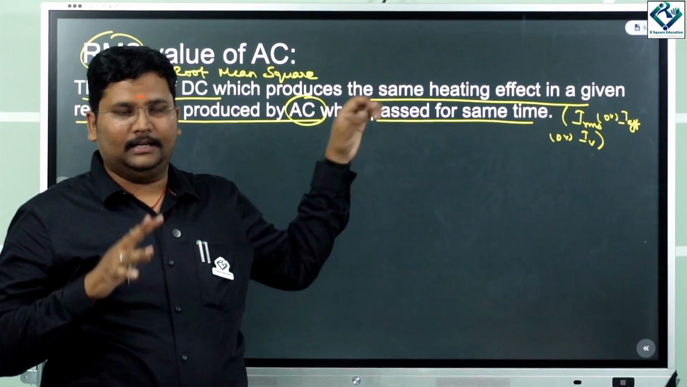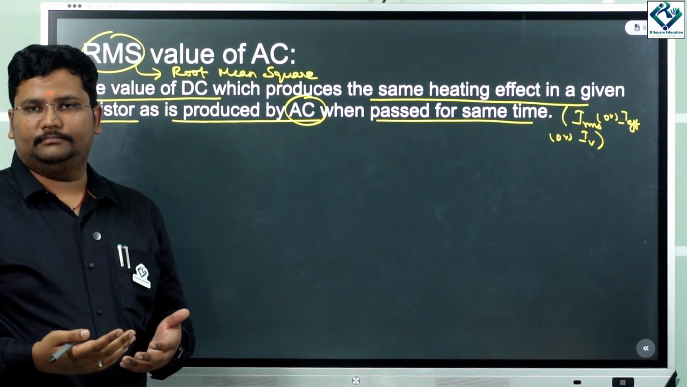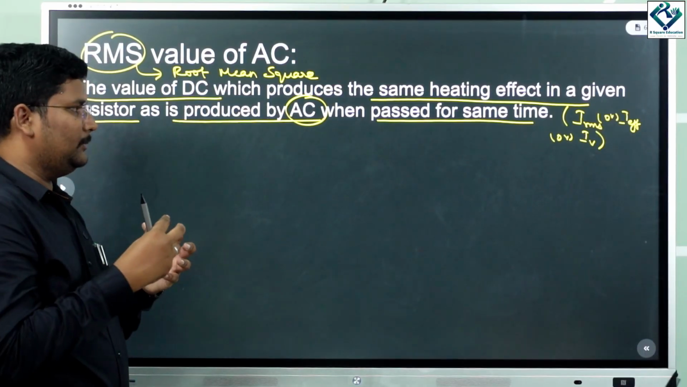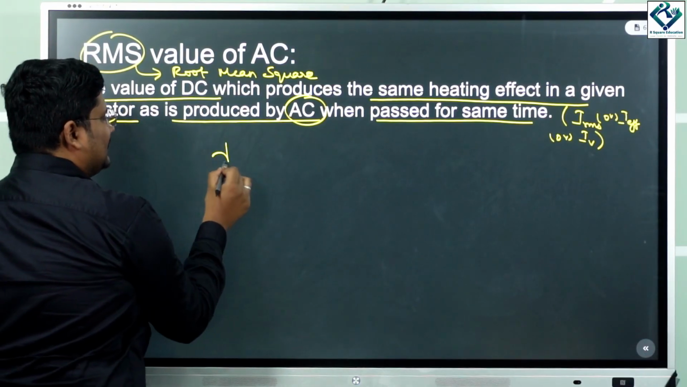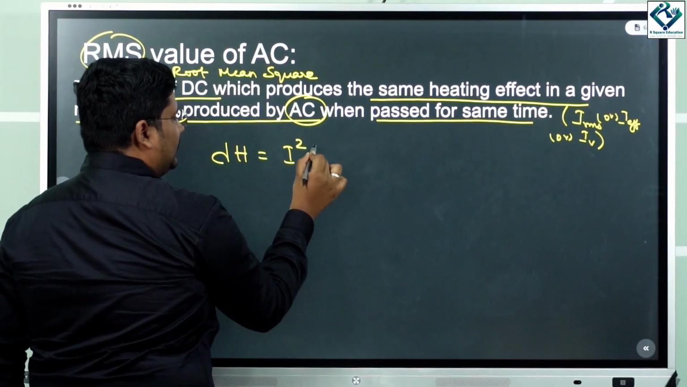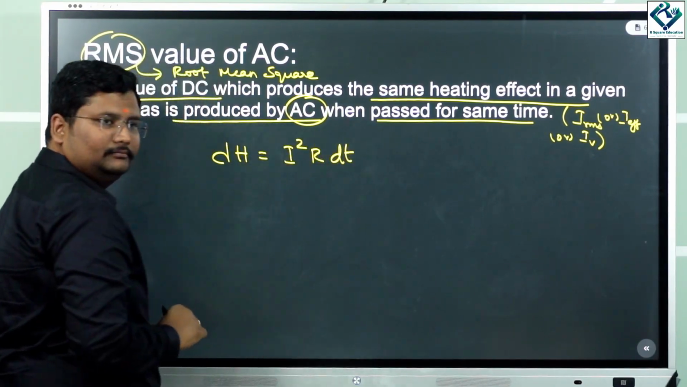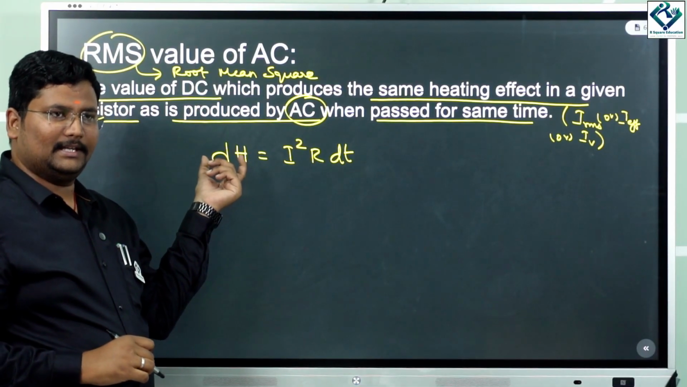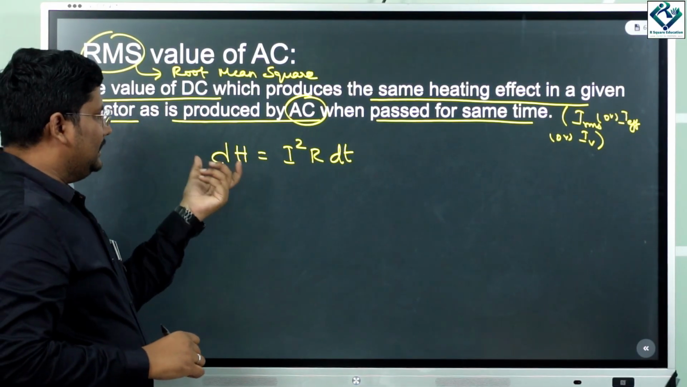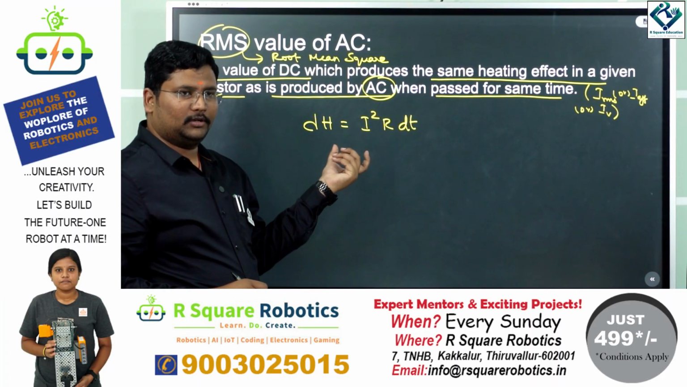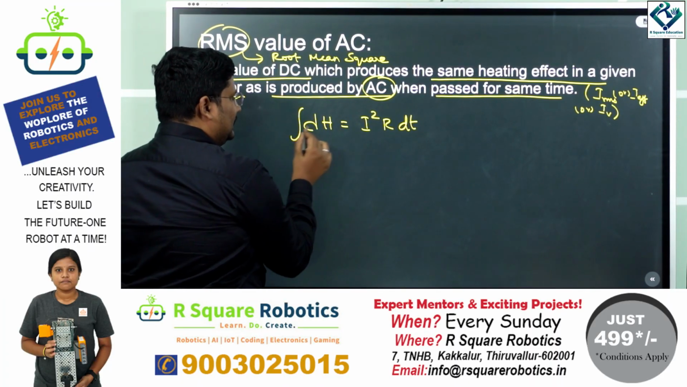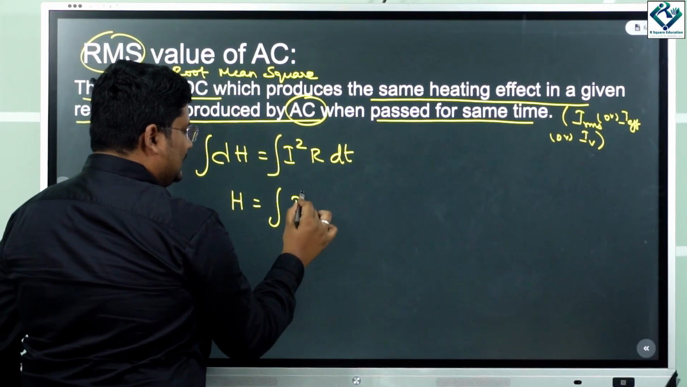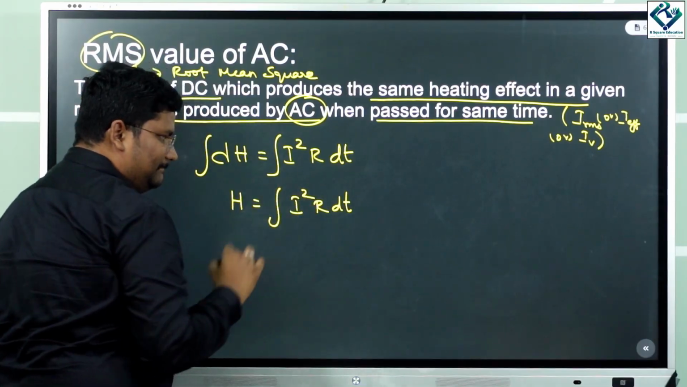If I consider AC which is being passed, I will find some amount of heat. Let me consider it as dH is equal to I square R into dt, because for a small amount of time, a small amount of heat is produced in the case of AC. Similarly, to know the total amount of heat, I will integrate on both sides. So I get H is equal to integral I square R into dt.